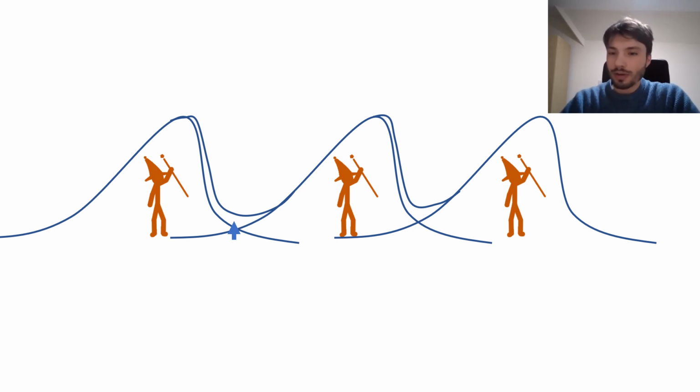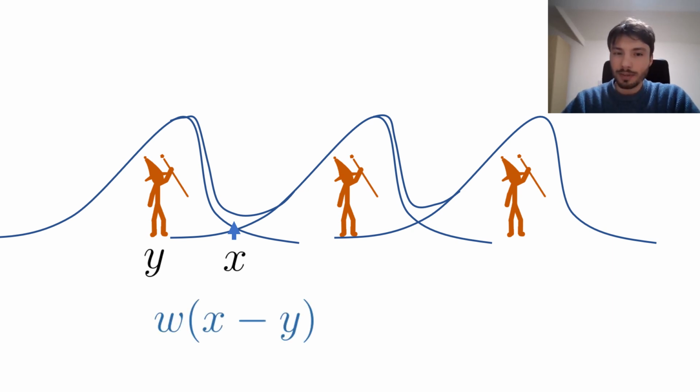So now let's figure out what the formula is for this convolution operation. Let's consider this point here, which has been marked by the blue arrow. We'll label this point x. What is the contribution to the water at x from the wizard at this point y on the left? Well, we'll look up how much water a wizard wave has at a distance x minus y from a wizard. So that's the contribution there.